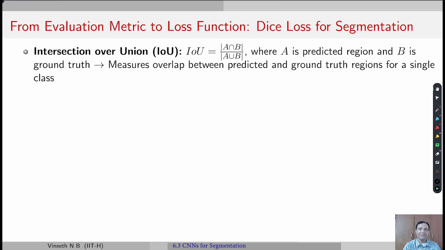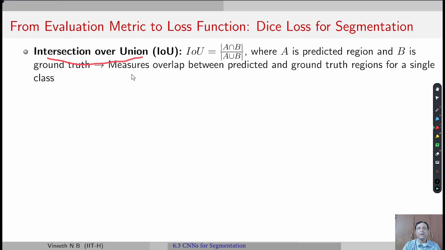While we saw that different metrics could be used to study different variants of segmentation, one question you could ask is, can we then use any of these metrics to train the model itself? Let's start to answer this question by going back to our IOU, the intersection over union, which is defined as A intersection B divided by A union B, where A is the predicted region or the set of pixels and B is the ground truth, the corresponding set of pixels.